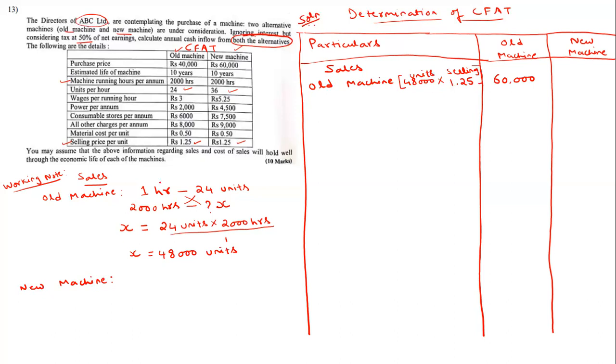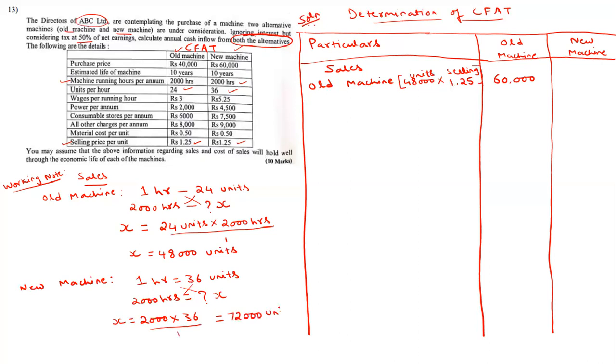Now, when I say the new machine, units per hour is 36. So I'll be writing here 1 hour is equal to 36 units. In a similar way, for 2000 hours, that is 2000 per annum, right? Yes, 2000 hours is equal to how much? Therefore, again, cross multiplication, I'll be writing here x is equal to 2000 into 36 divided by 1. And this is equal to 36 into 2000, which is 72,000 units.